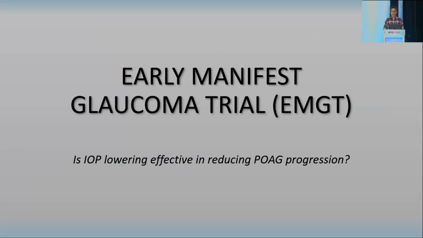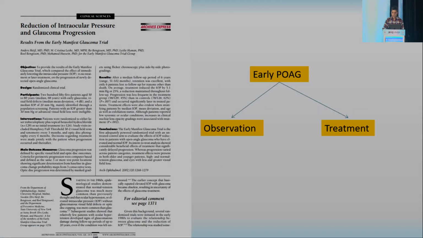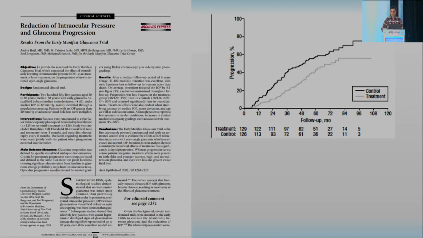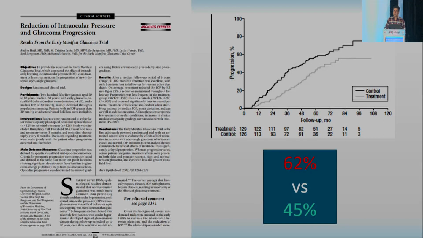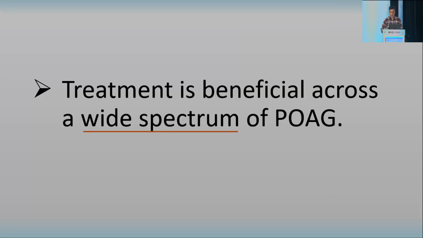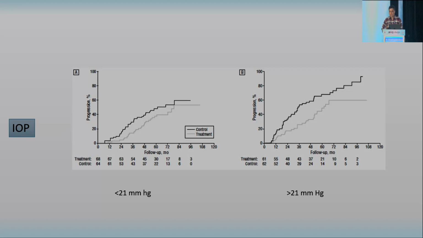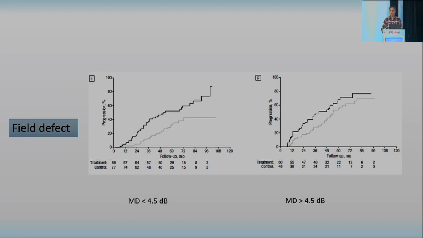The EMGT looked at effectiveness of IOP lowering in reducing POAG progression. Patients were randomized into observation and treatment, which was a fixed regimen of ALT plus betaxolol in keeping with the times. And the headline results were that the risk of progression could be reduced from 62% to 45%. From a practical perspective, treatment was beneficial across a wide spectrum of POAG. So it was effective irrespective of the IOP being lower or greater than 21, and was effective even when the field defects were slightly milder or slightly greater, of more than 4.5 decibels.